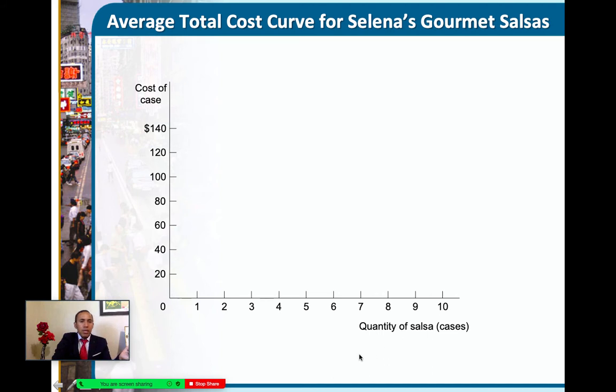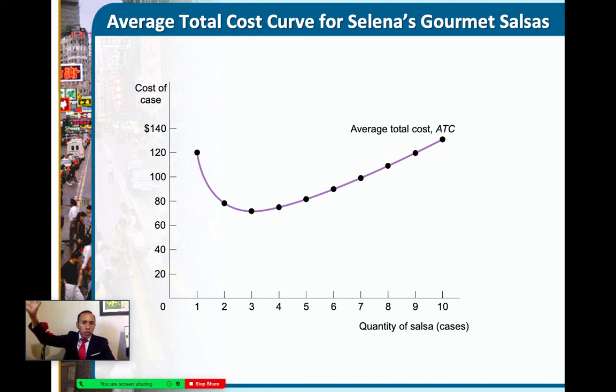But instead of looking at the total cost, we're going to look at the average cost of producing 10 cases of salsa. And the average total cost of producing 10 cases of salsa is actually going to be U-shaped. It's going to be relatively downward sloping at first, and then it increases after a certain point. So it's a U-shaped graph. It looks like a Nike symbol. Or however you want to look at this particular graph, it is U-shaped. It drops first, and then it increases thereafter.